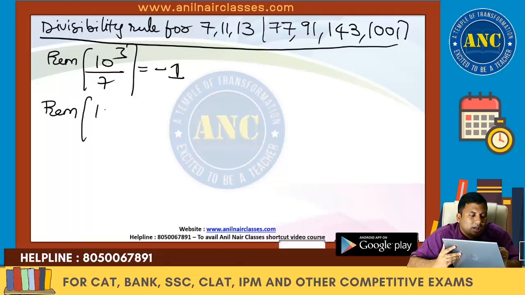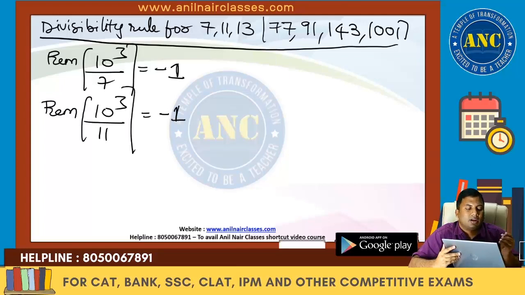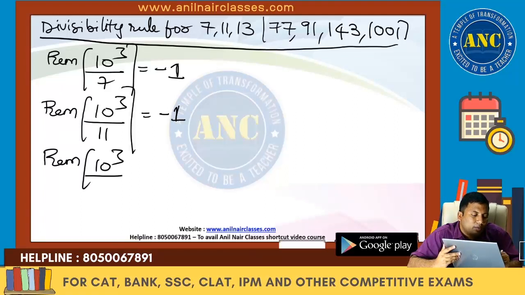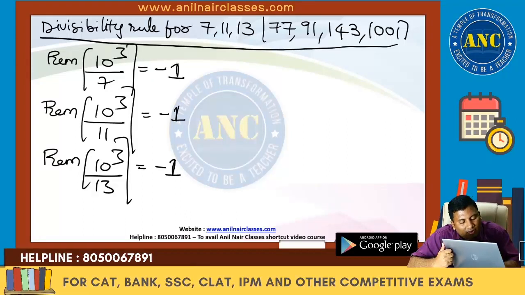Remainder when 10 cube is divided by 11. 11 ones are 11. Negative remainder minus 1. Minus 1 whole cube is minus 1. Remainder when 10 cube is divided by 13. 13 ones are 13. Minus 3. Minus 3 cube is minus 27.